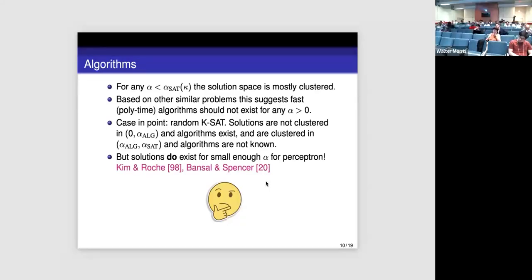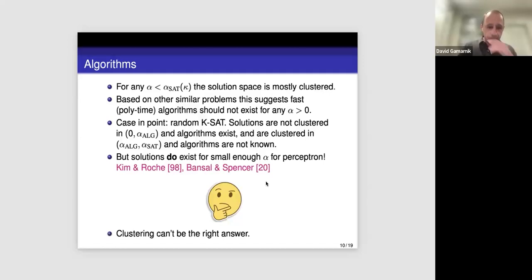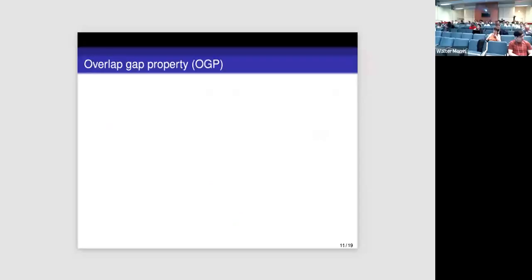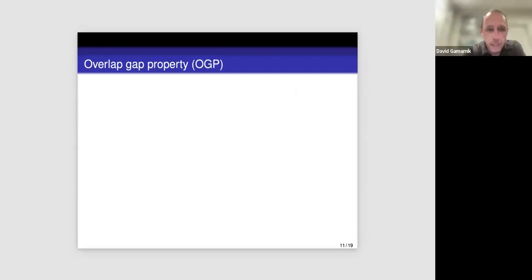And that's what we want to demystify. Okay. Well, that suggests, at the very least, clearly clustering is not an abstraction to algorithms. Now, what is the abstraction to algorithms?